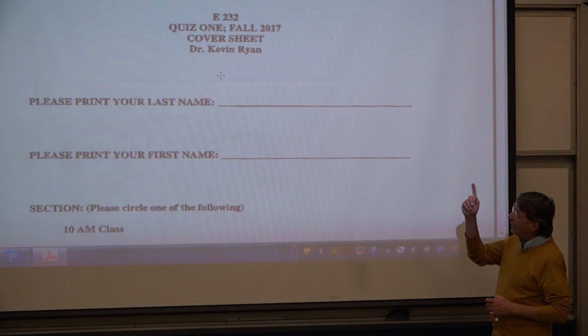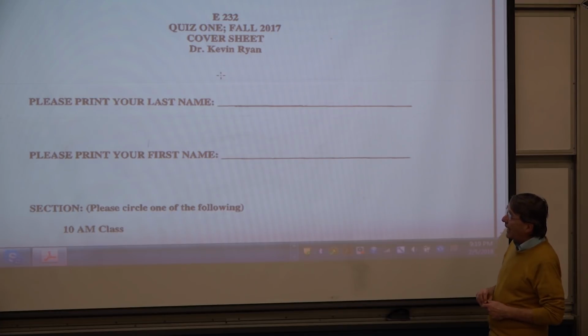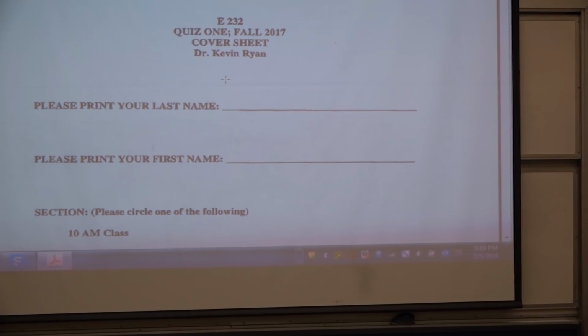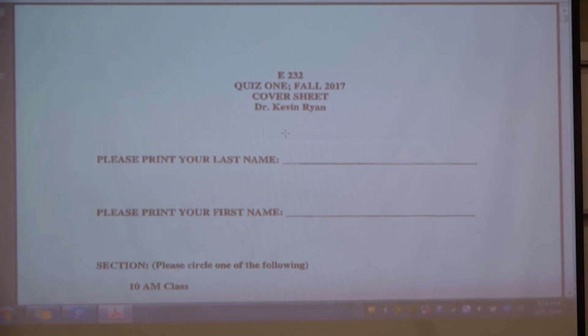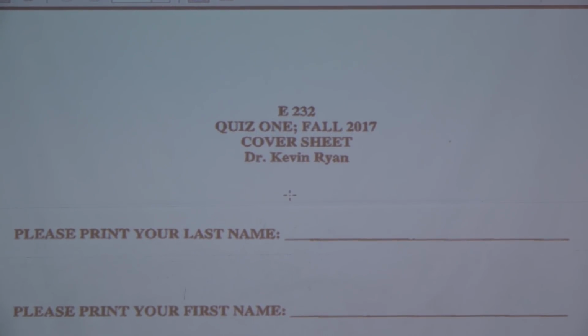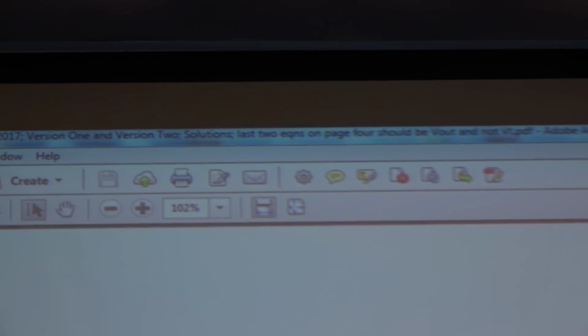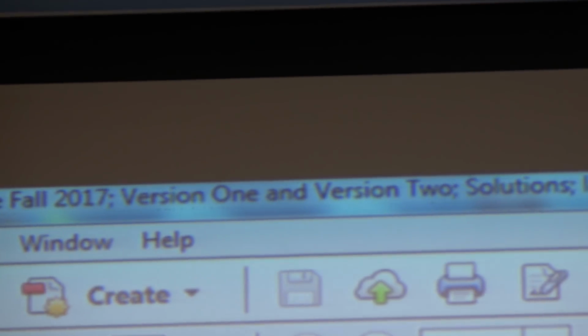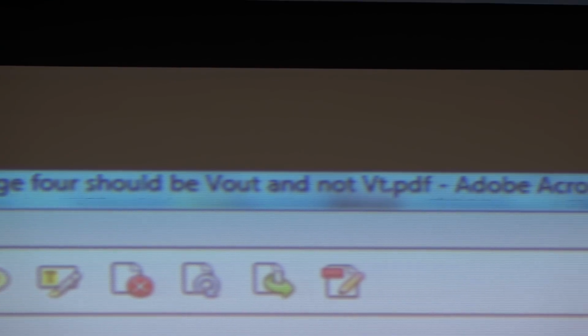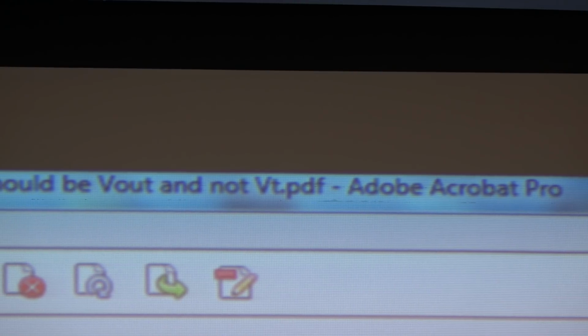Just a little note in the title, and I don't know if the title came out fully in Canvas. In the title, it says the last 2 equations on page 4 should be V out and not V Thevenin. So when I get to page 4, if someone could remind me, the last 2 equations on page 4 should be V out and not VT. So I made an error and wanted to correct it. Okay, so E232, Quiz 1, Fall 2017.